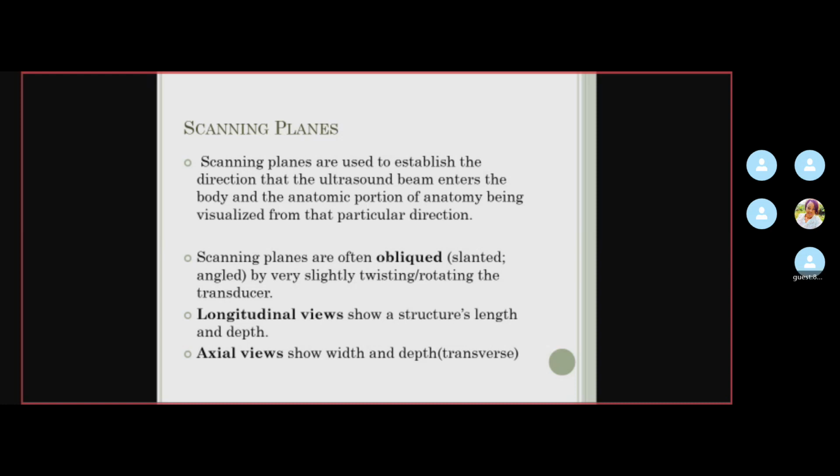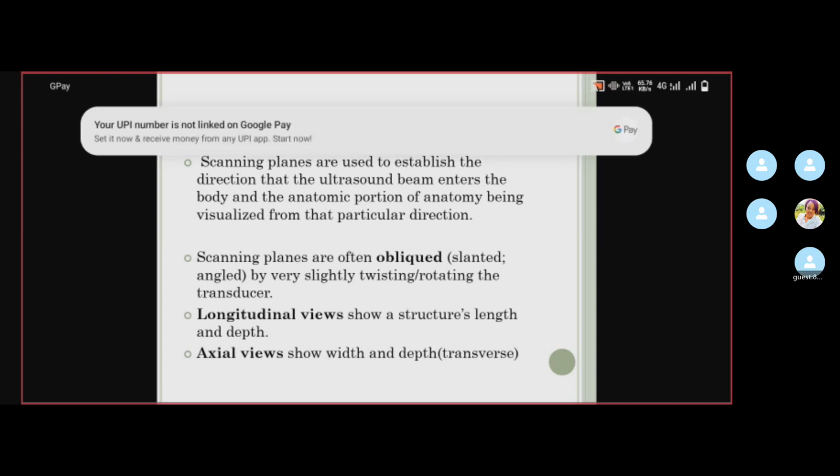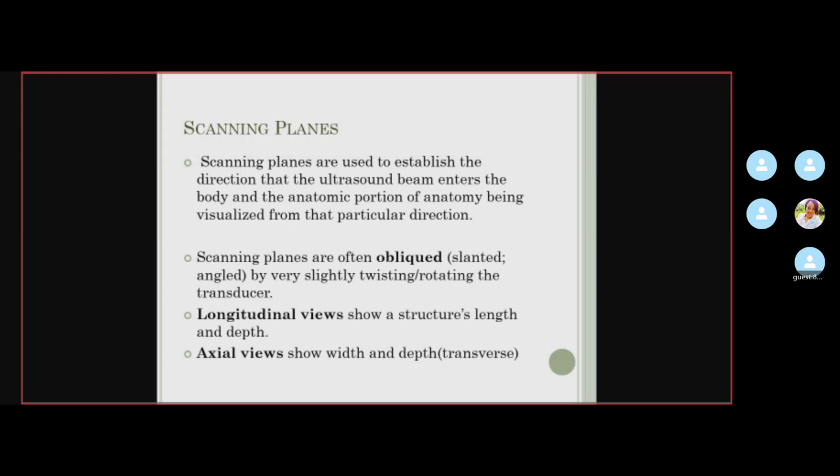Longitudinal view shows the structure's length and depth, whereas axial view will show us width and depth. Okay, remember this: longitudinal plane, axial views, and the oblique view. In longitudinal we will get length and depth, and in axial we will get width and depth, also called the transverse plane.